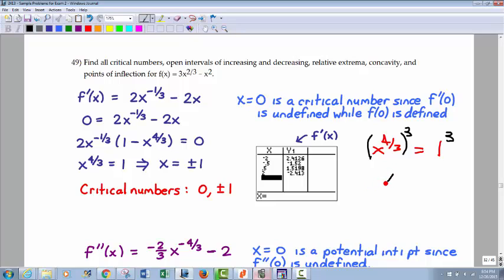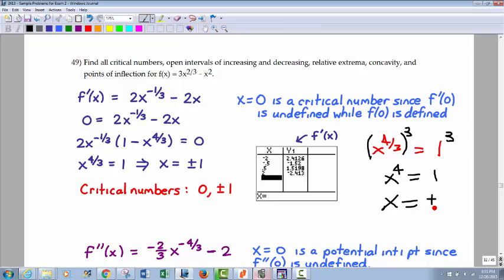Then you have x to the 4th equals 1. And then anytime you have x raised to a positive number equaling a positive number, it's always plus and minus. It's like if you had x to the 4th equals 16, x would equal plus and minus 2. So here's your plus and minus 1.